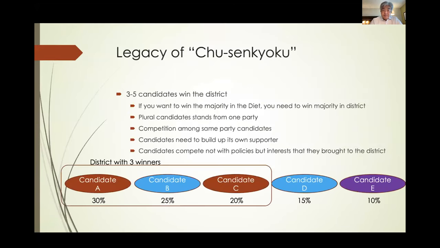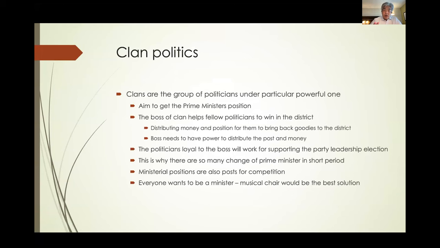Also, there is clan politics. The clan is a faction that is created as a different group within the LDP. So the LDP has a collection of clans. For example, Prime Minister Kishida is head of the Kishida clan. The former Prime Minister Abe, who was unfortunately assassinated, led the Abe clan.